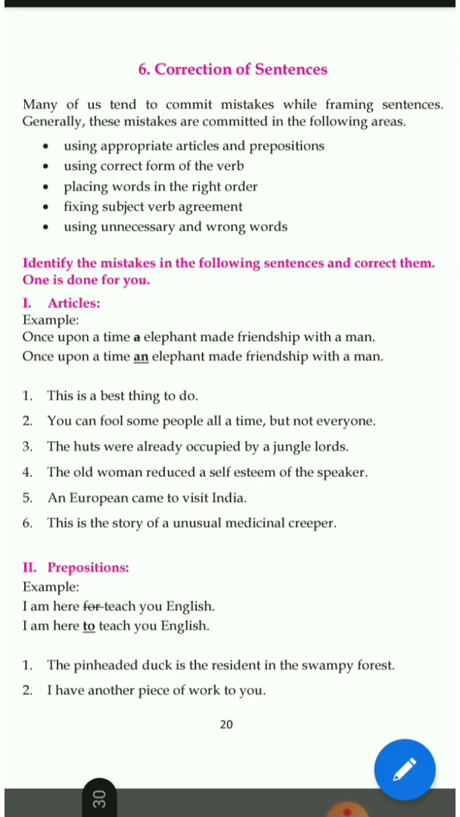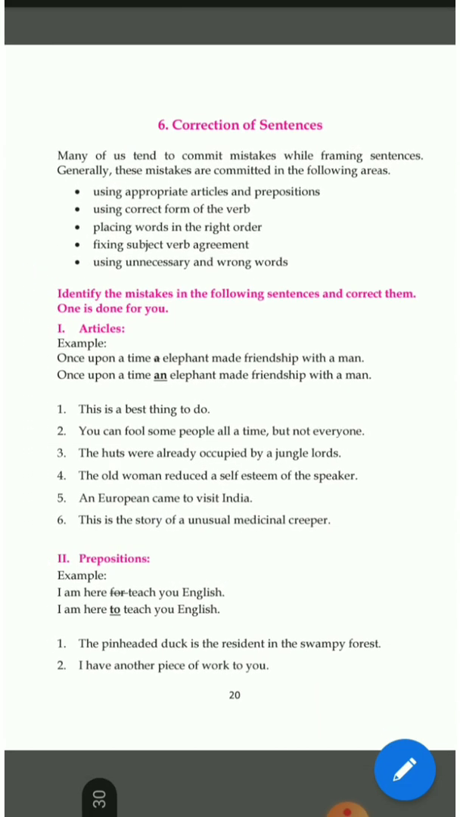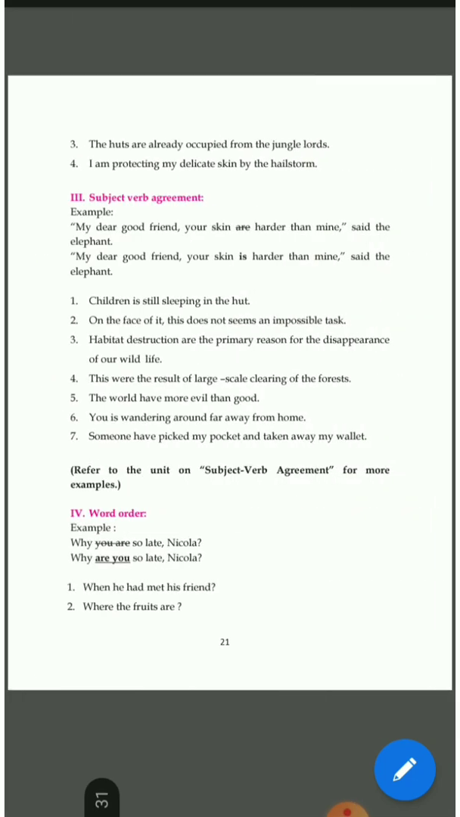Look at the next one. I have another piece of work to you. Here it has to be for, not to. But I have another piece of work for you.